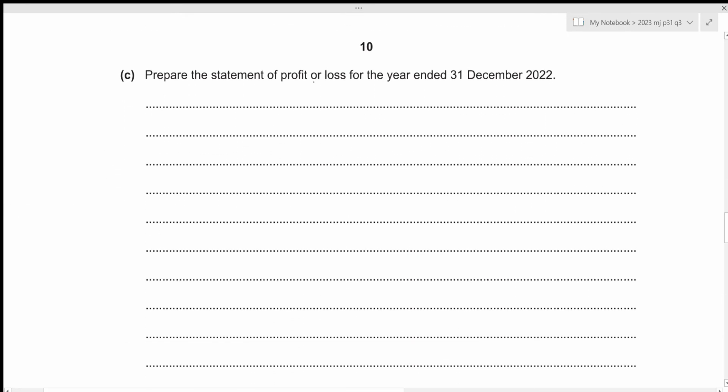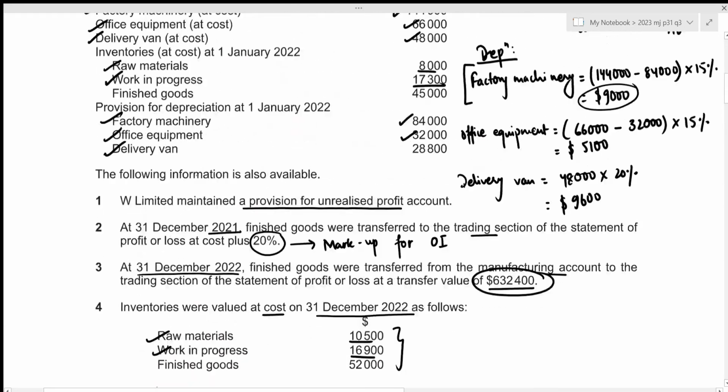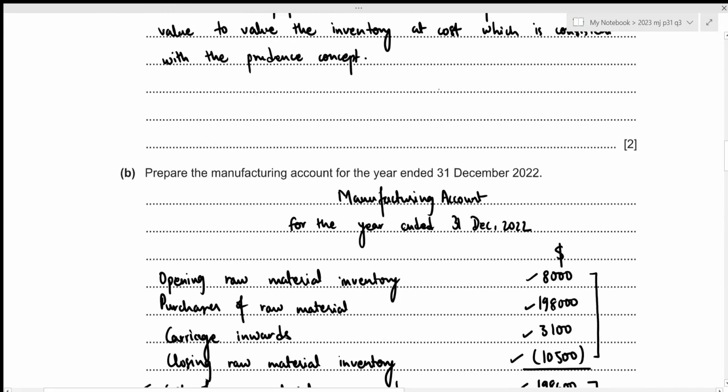We now need to prepare the statement of profit or loss for the year ended 31st December 2022. Let's create the statement of profit or loss, and this is also for the year ended 31st December 2022. All right, always remember that for statement of profit or loss, we start with our revenue, and we were given revenue in the information above. Right here, we can see that the revenue is 984,000.